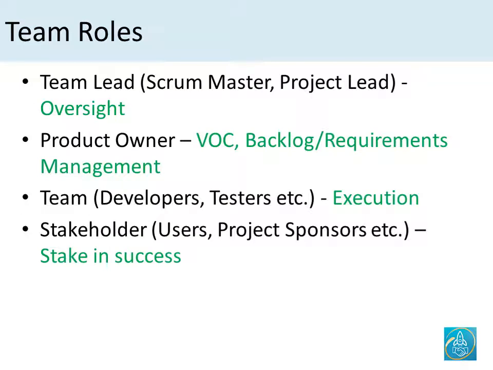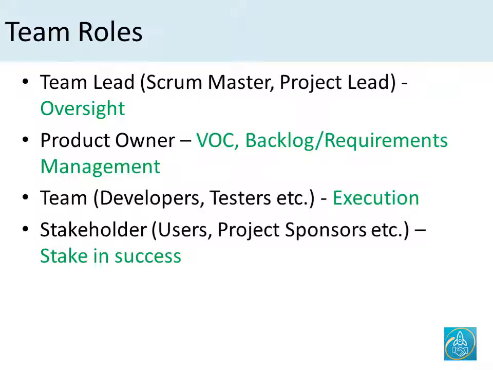Now let's take a look at the four key team roles within the Agile framework. The titles of these team roles may vary based on what methodology you're using, as an example, Scrum versus Kanban. So the first role is the team lead, and it may be called, as an example, project lead in one methodology versus Scrum Master in Scrum methodology. And the role of this person is to provide overall oversight to make sure all the processes are working fine, all the resources are getting assigned, and that's the role of the team lead.